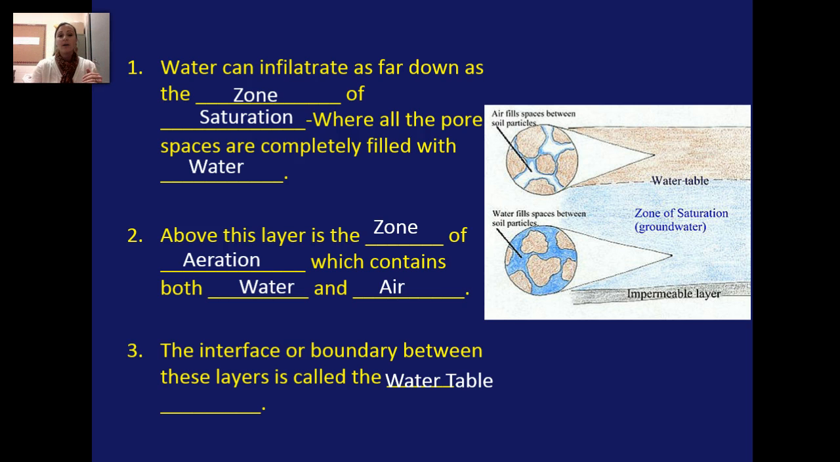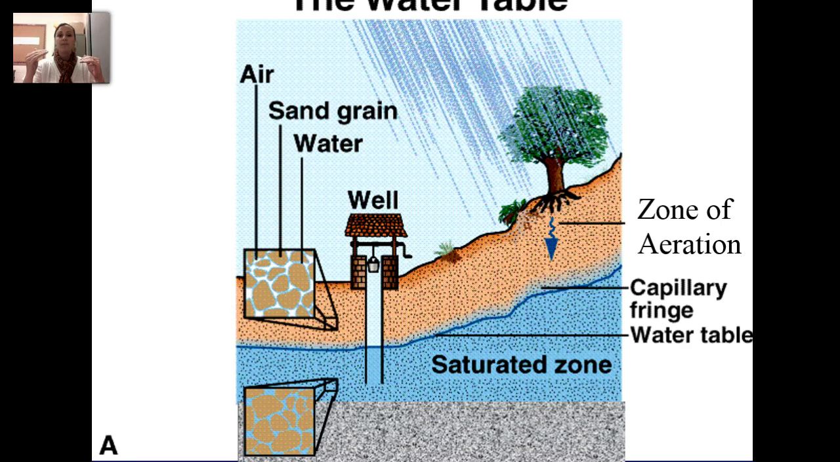If we have a drought and we have less precipitation coming in and we are using water that we use underground, what you'll notice is the zone of aeration will start to grow and the zone of saturation and the water table will lower. So that's all going to depend on our water use and our precipitation levels and our potential evapotranspiration, as we've been discussing with the water budget.